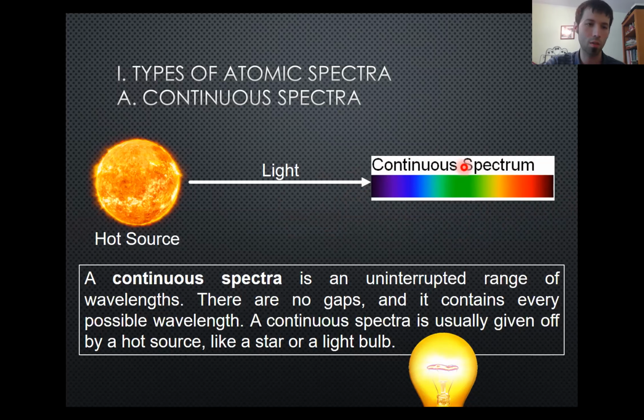And a continuous spectrum comes from a hot source. If I have a hot source like the sun or a light bulb, the light that it produces contains every single color in the rainbow. This is the simplest one to understand, because all I have here is a hot source. The light is not passing through anything else. It's just passing through empty space to produce that continuous spectrum.